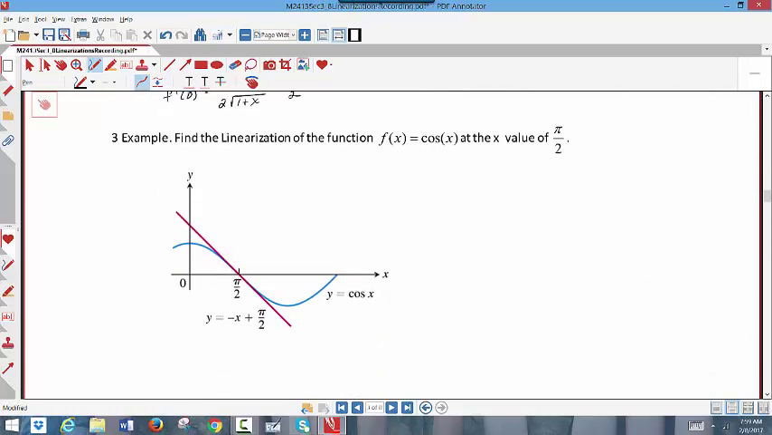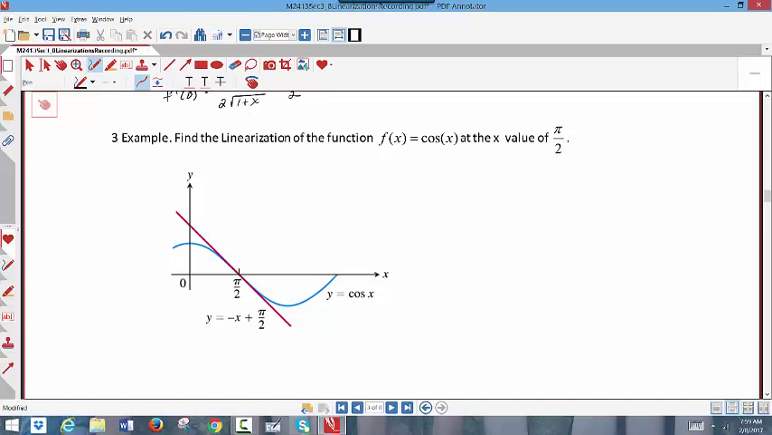Okay, here's another example. They want me again to find the linearization of the function. This time they're giving me a trig function. So this is the cosine function. It's my wave, which is my blue line. And it wants me to find the linearization of the function, which is the equation of the tangent line of the function, at the x value of pi halves.